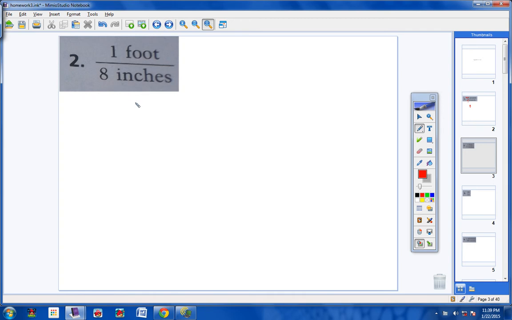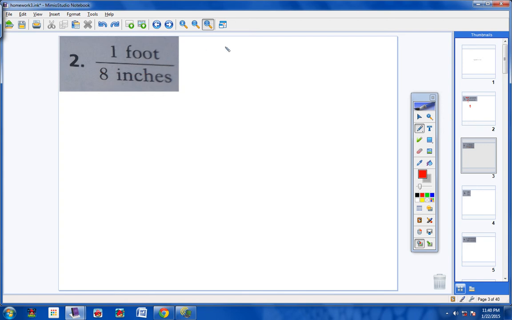Number 3. Be very careful here, students. Actually, number 2, excuse me. Be very careful here, students. Notice I have feet and inches. It'd be a lot easier, I could say 8 inches is 8/12 of a foot. But then I've got a fraction within a fraction, that's going to be a pain. So instead of changing inches to feet, I'm going to change my foot to inches.